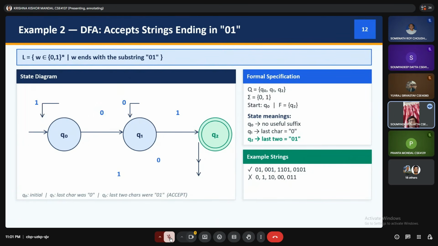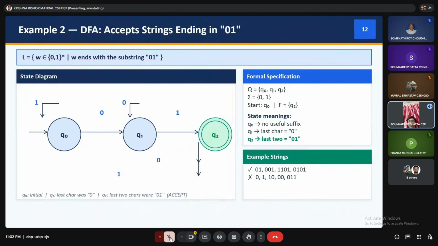This DFA works on binary strings. The DFA accepts strings ending in 01. This DFA works on binary strings, meaning the input symbols are 0 and 1. Now I will explain the states used in this DFA. There are three states, Q0, Q1 and Q2. State Q0 is the starting state, and state Q1 represents that the last symbol read is 0. And Q2 represents that the last two symbols are 01, and it is the accepting state.